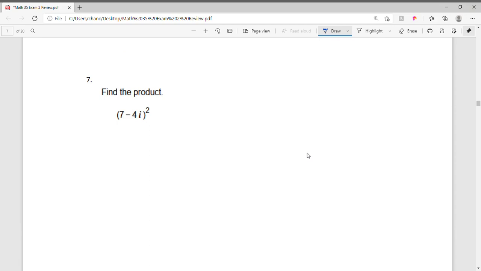In question 7, let's find the product of this complex number, 7 minus 4i quantity squared. This is the same as 7 minus 4i times another 7 minus 4i. That means we have to FOIL. Don't make the mistake of distributing that 2. You don't do that. You have to FOIL in this problem.